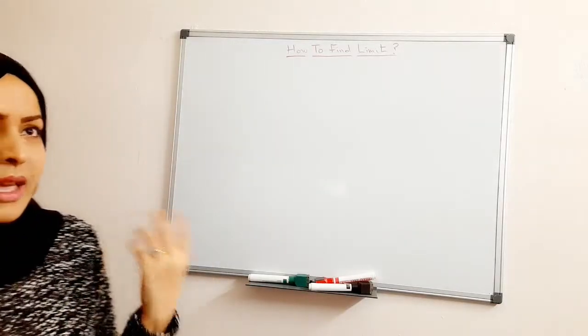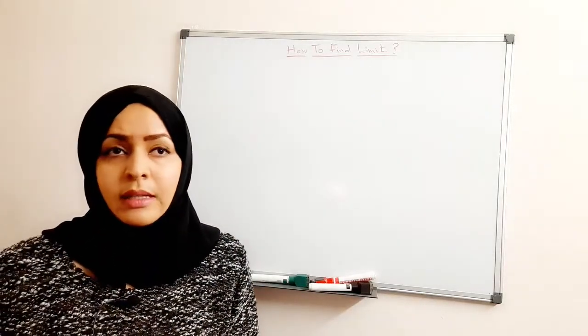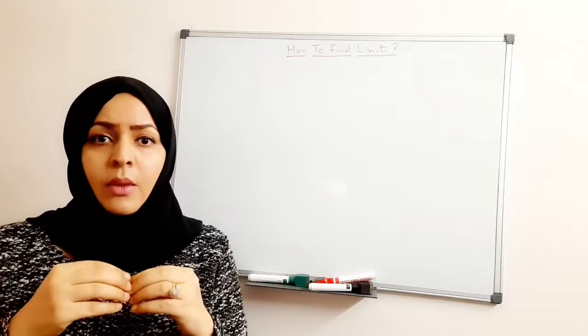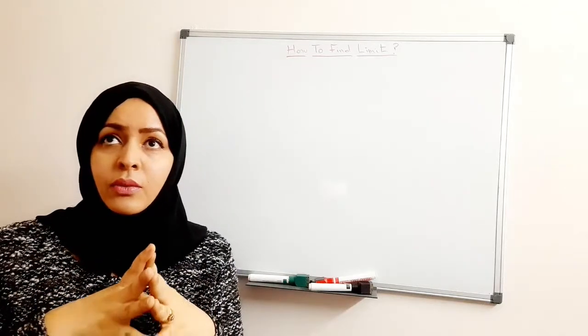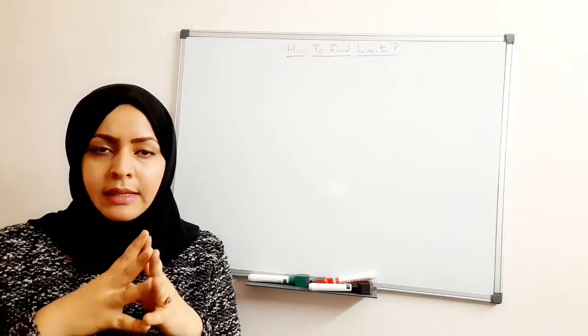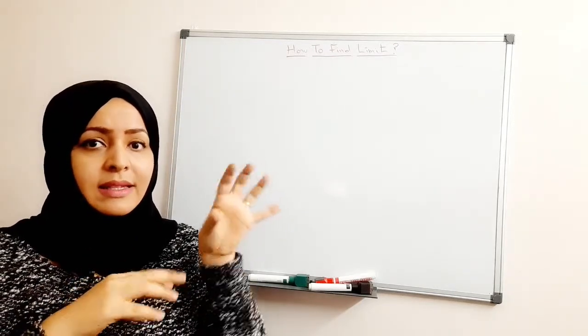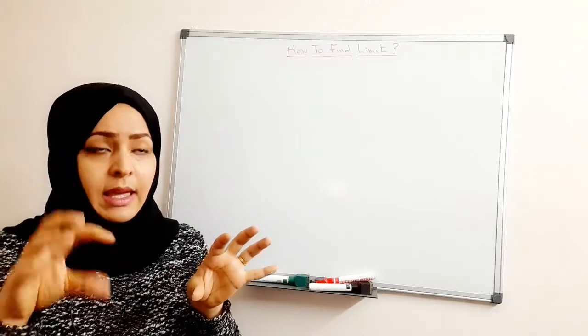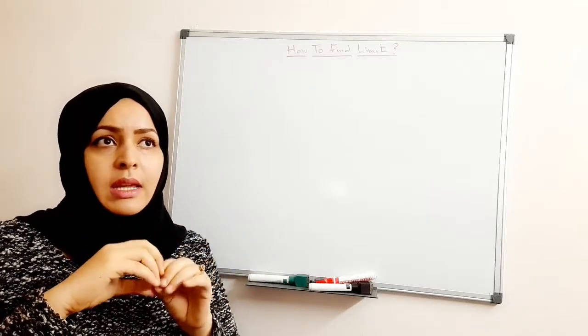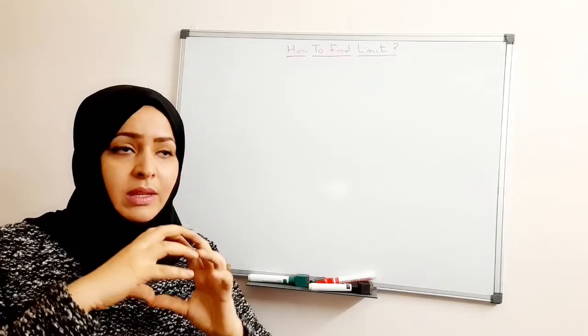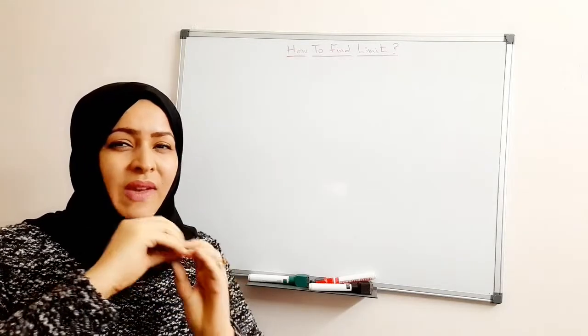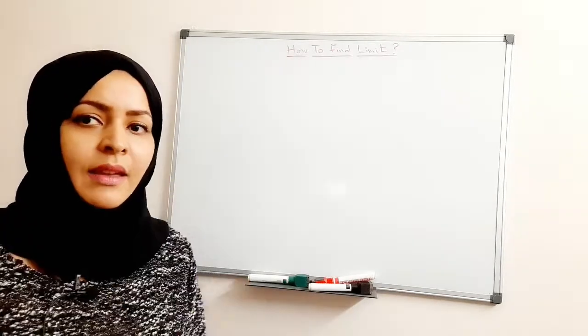As we have seen in the last video, when we talk about limits, we are not interested to know what's happening when x is equal to a. When we want to find the limit when x approaches a, we actually want to know what happens when x is very close to a.